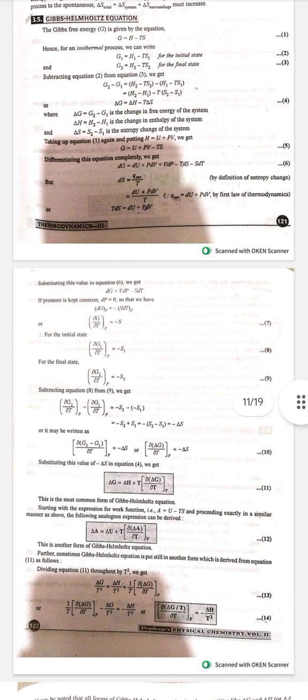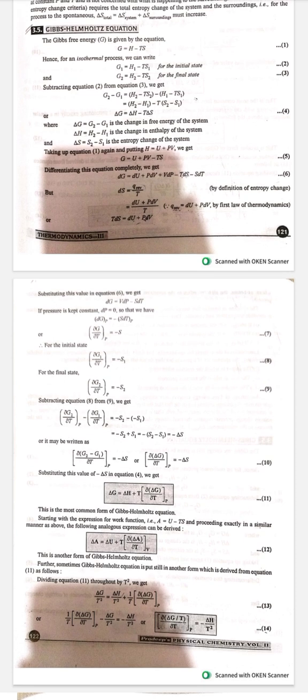Gibbs-Helmholtz equation. The Gibbs free energy is given by the equation G = H - TS. Hence, for the isothermal process, we can write G1 = H1 - TS1 for the initial state, G2 = H2 - TS2 for the final state. G2 - G1 = H2 - TS2 - (H1 - TS1), so delta G = delta H - T delta S. Delta G = G2 - G1 is the free energy change of the system. Delta H is the enthalpy change of the system. Delta S is the entropy change of the system.